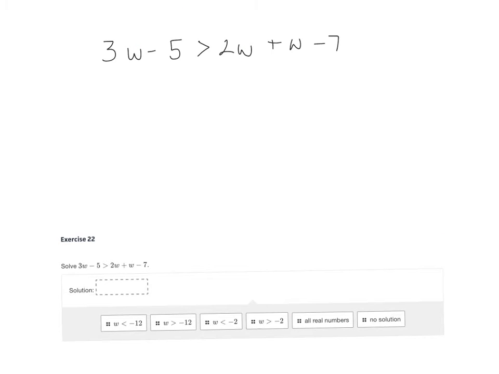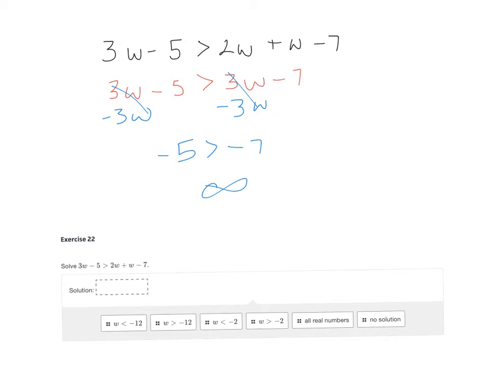On exercise 22, the first thing that we need to do is clean this up. We can combine like terms here on the right. So this would be 3w minus 5 greater than 2w plus 1w is 3w minus 7. If you go to clean this up by minusing 3w from each side, we get rid of our variables, and that means the answer is going to be infinite or null. And so is negative 5 greater than negative 7? Negative 5 is greater than negative 7, so this is infinitely many solutions.